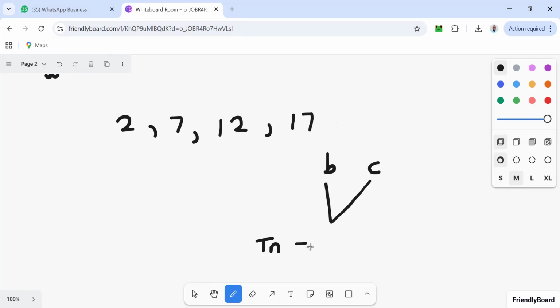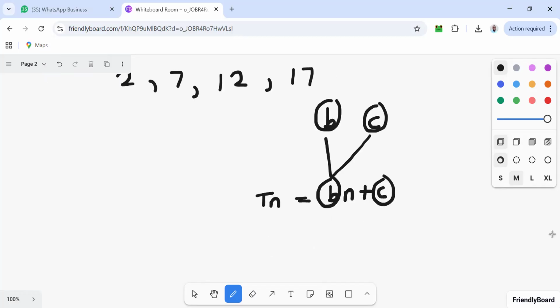Tn is equal to Bn plus C. So what I just need to find here is my B so that I can sub it into this formula. Then I find my C, which I'm going to sub into this C here. As I said, B is the constant difference.